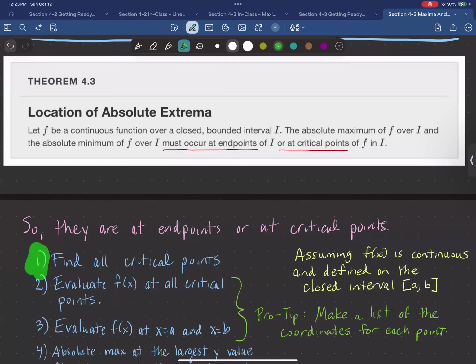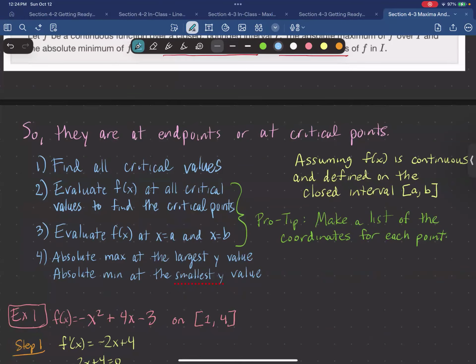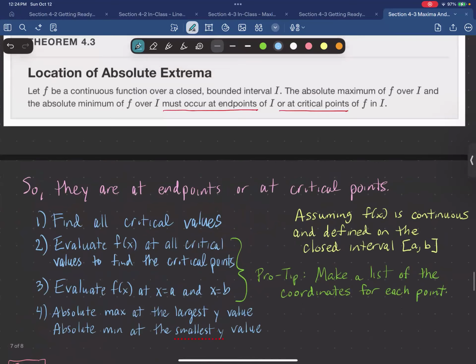Let me change the way I worded that. Critical values. Critical points will do right here. So we find all the critical values, then we evaluate f of x at all critical values to find the critical points. Then we'll also do the endpoints. Okay?